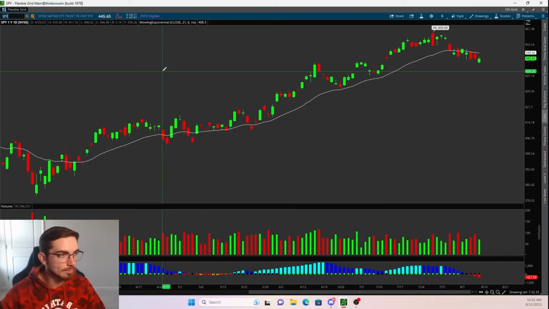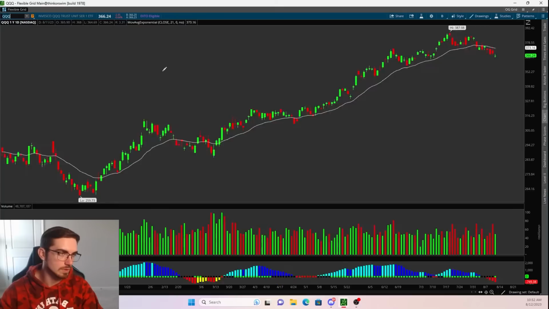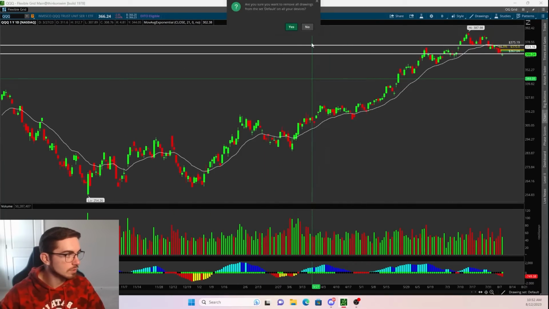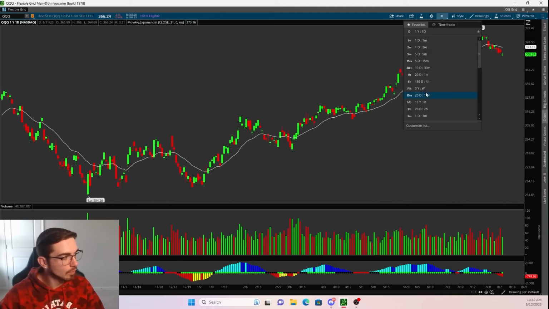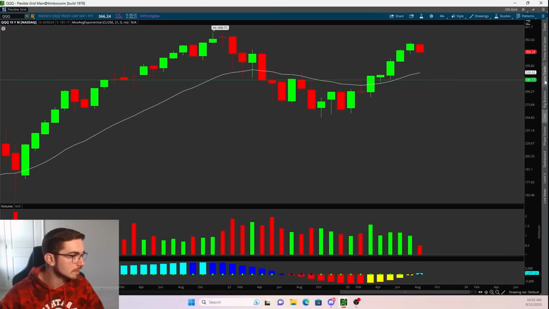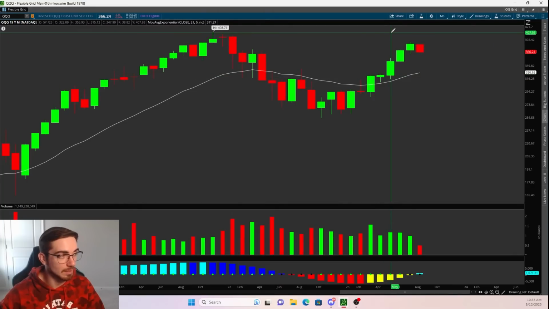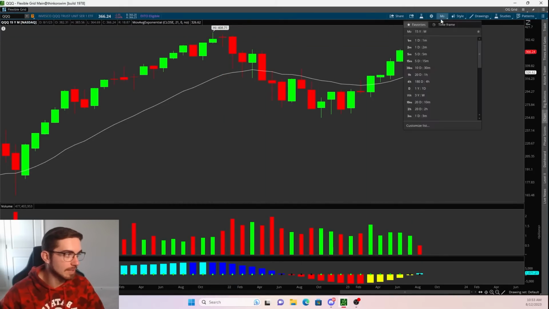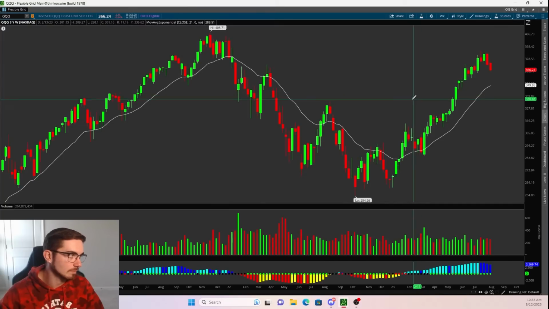We can start by looking at, let's start with QQQ. I personally start on the higher time frames like the monthly or the weekly. If we're looking at the monthly time frame on QQQ, we can see that we are potentially forming a monthly cup and handle. That definitely is a possibility. But as far as levels, not really seeing any that I'm too interested in on the monthly time frame. Sometimes you will find levels on the monthly, sometimes you won't.